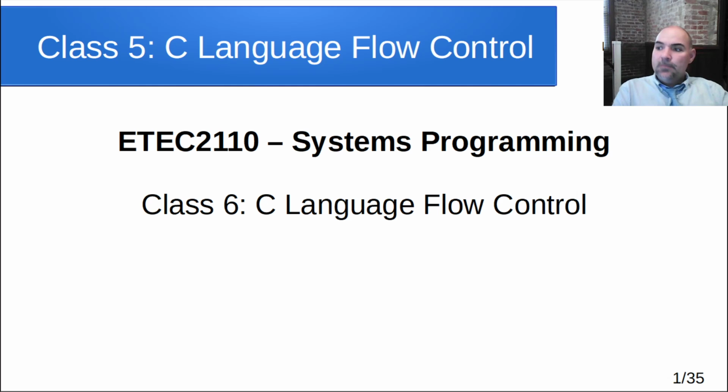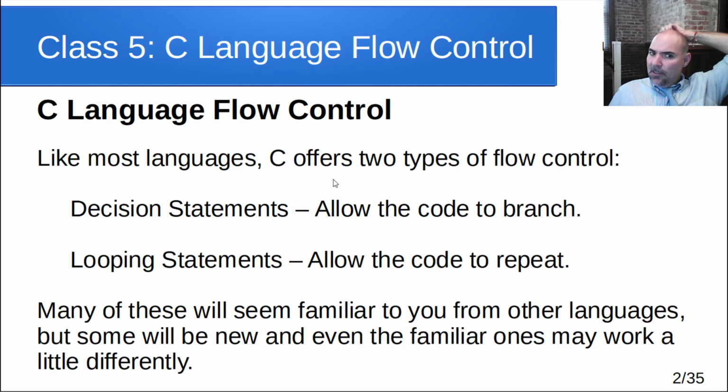All right, now what we're going to do today is talk about flow control. And flow control in C offers two types, like most languages do. We have decision statements, like the if statement. If you're coming to this from Python or any other language, I'm sure you're familiar with the if statement. But there are some other options in C as well that we'll look at. And then also looping statements.